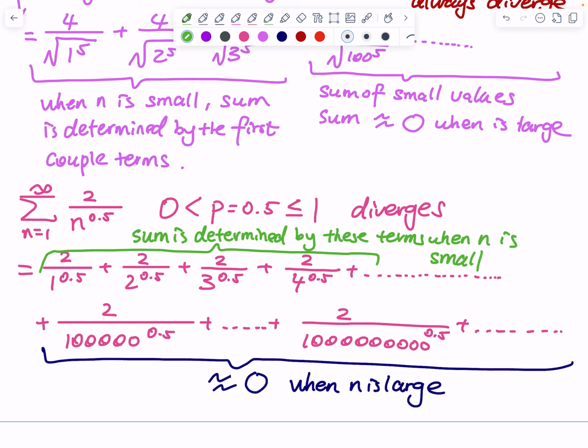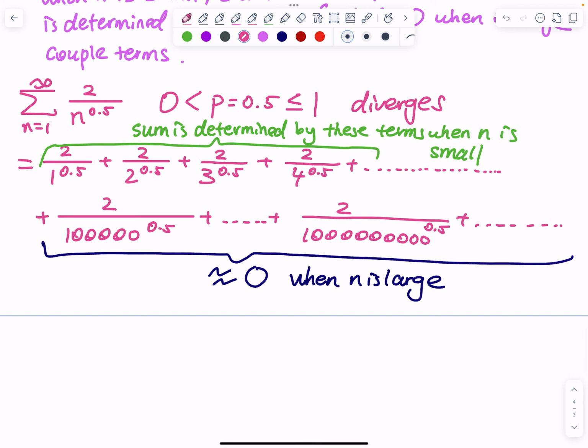Okay, that sounds like converge, but based on the p-series, when p is between 0 and 1, the series diverges. But why? We already say the sum can be determined by the first couple terms. Okay, then let's take a look at what those terms equal. The first 4 terms, you can easily get using a calculator.